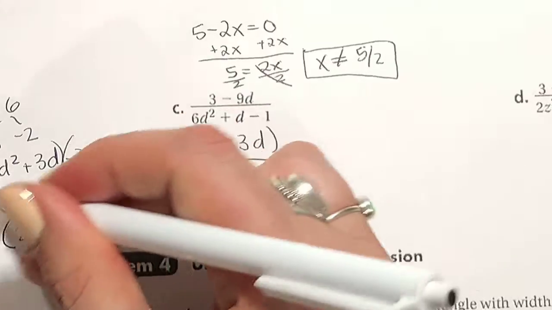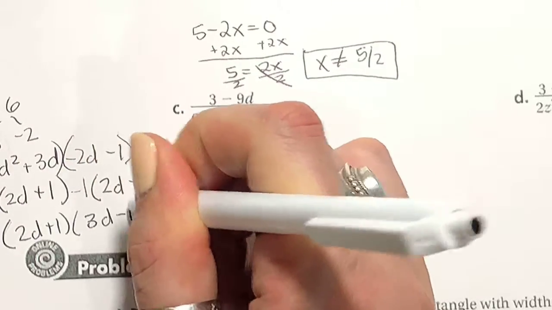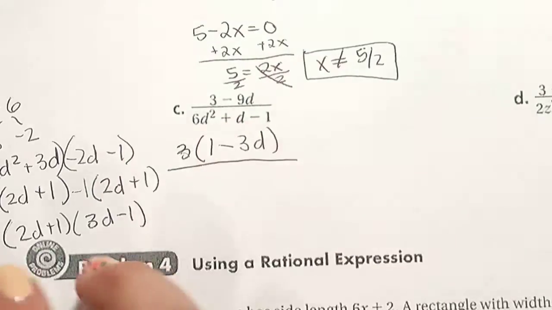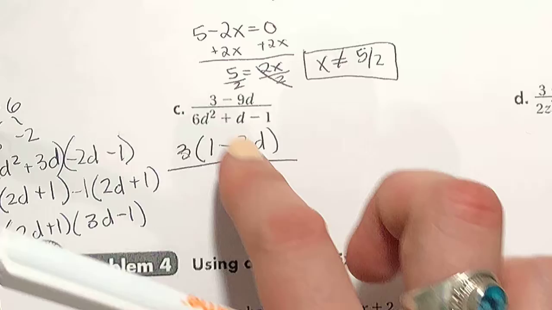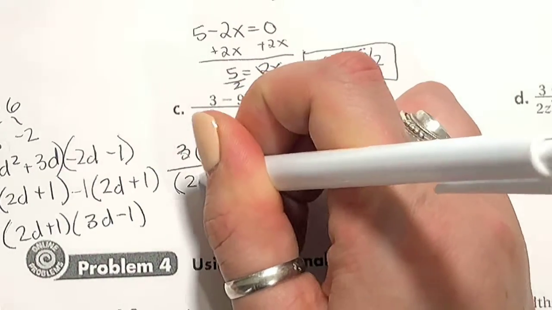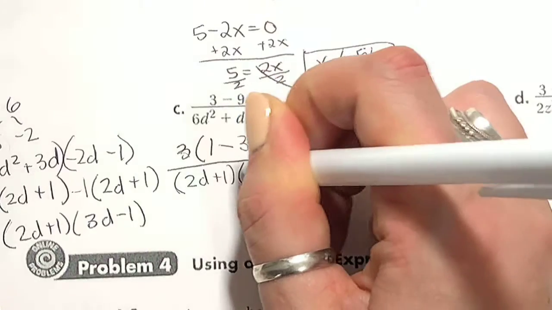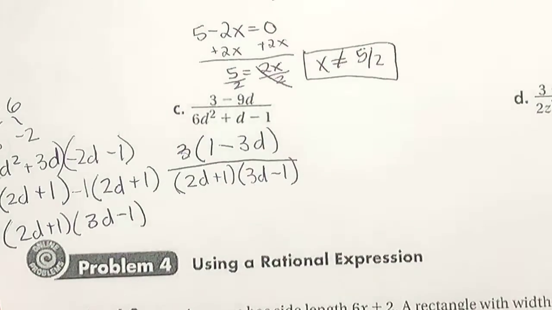So for my answer, I take one of the matching groups, the 2d plus 1. And then those common factors out front go into their own group. So we get a 3d minus 1. And that's going to be our factored form that we replace into the denominator instead of our initial trinomial. So I'm going to write down the 2d plus 1 times 3d minus 1 down on the bottom.